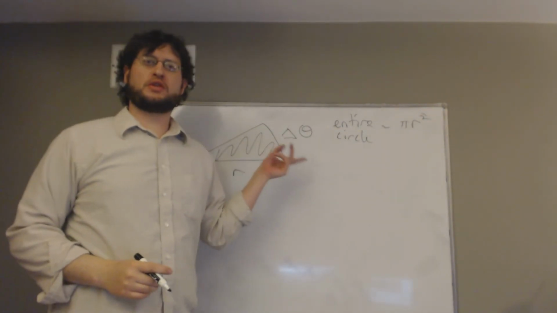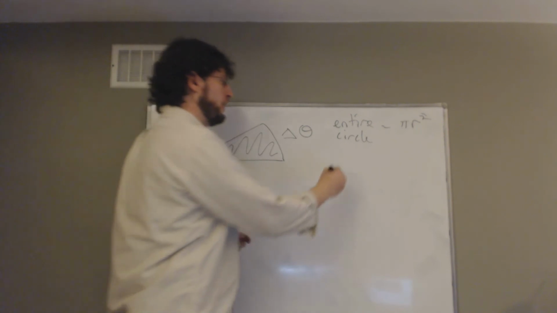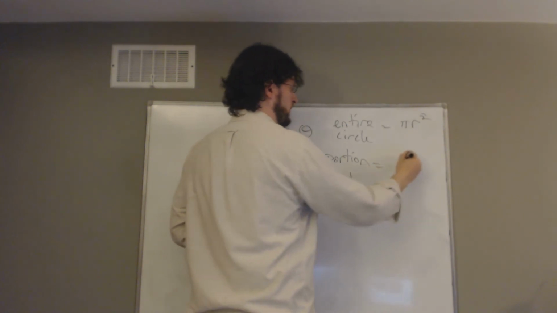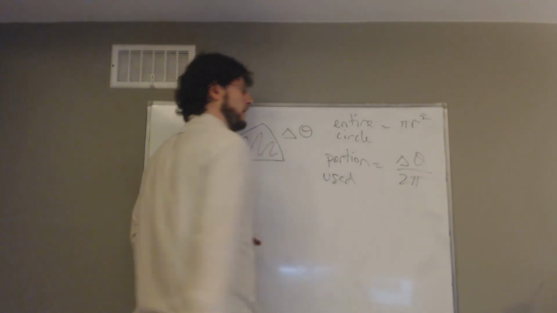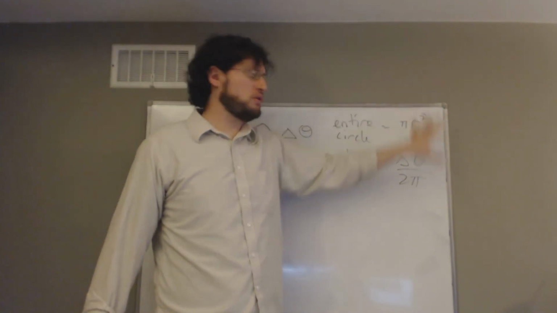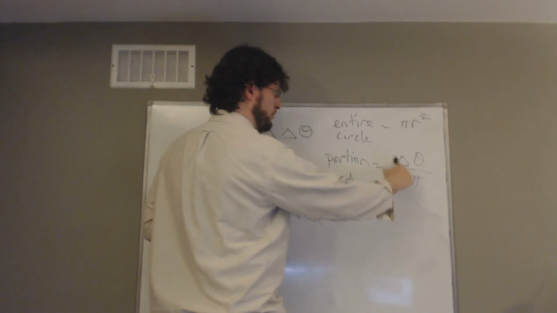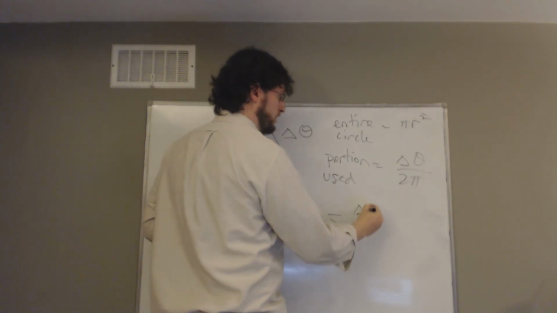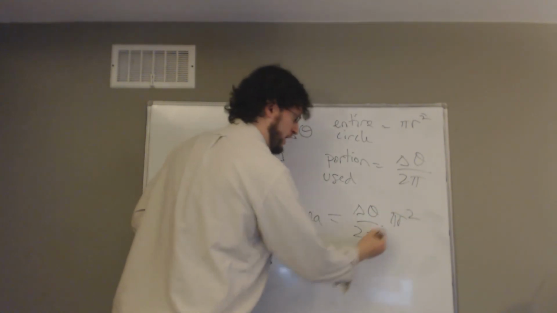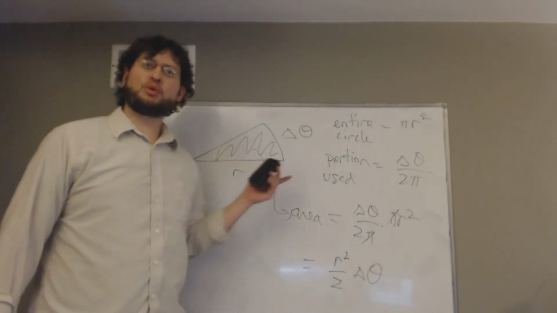The portion of the circle that we have is delta theta divided by the entire theta. So the percentage of the circle that we're actually using is delta theta divided by the entire possible theta, which is 2 pi, all the way around. So the entire circle is this area, but we're only using this portion, so the area that we have is the portion times the total area. So delta theta over 2 pi times pi r squared, which is, the pi's cancel, and we get r squared over 2 delta theta.